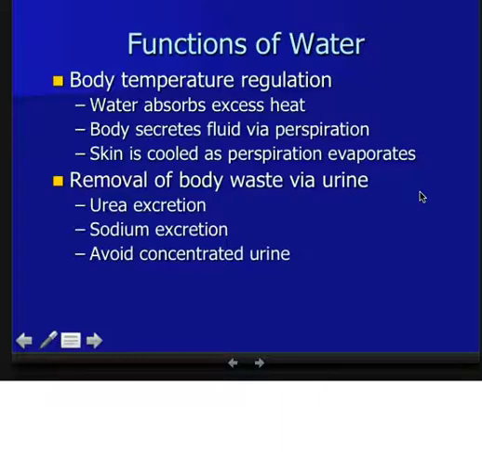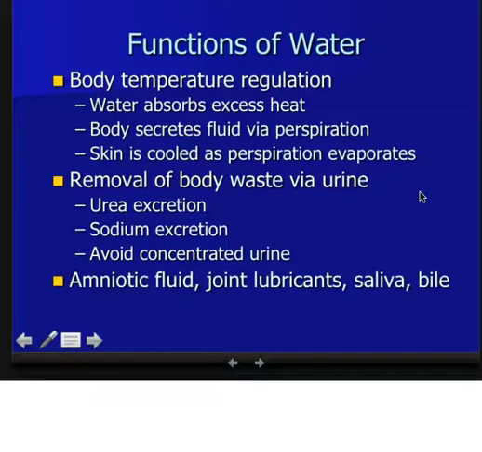We want to avoid, in general, a condition that causes us to excrete constantly concentrated urine, because what that indicates is that we're losing water volume to the environment, and that can lead to such conditions as kidney stones, gallstones, and in some cases gout. So it's always important to remain as hydrated as possible so that your intake equals your output. Your amniotic fluid, your joint lubricants, your saliva, and your bile are also primarily composed of water. And so, again, these are some of the important biological functions that water is an absolute necessity for.